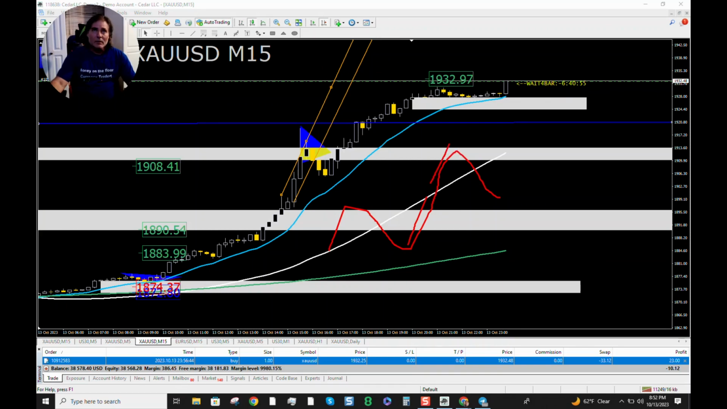Let's get rid of that real quick. Clean that up. And the 14 is to keep you in the right direction. If you're above the 14 moving average, obviously you're buying. If you're below it, you're selling. And that's the best way to look at that. That keeps you in the right direction. Keeps me making the right trade calls.